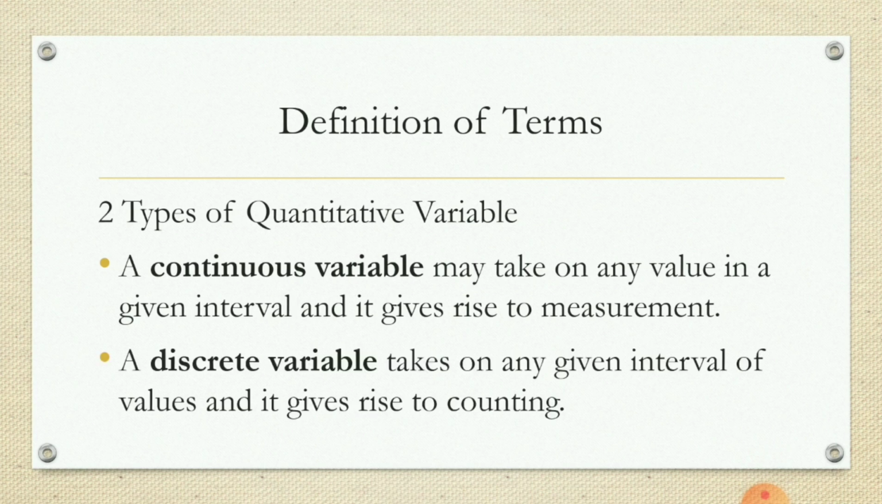Next, discrete variable. It takes on any given interval of values and it gives rise to counting. So under discrete, it involves counting. For example, the number of commercial buildings in Nueva Vizcaya. So in order for you to get the number of commercial buildings in Nueva Vizcaya, you need to count. So those are the two types of quantitative variable.